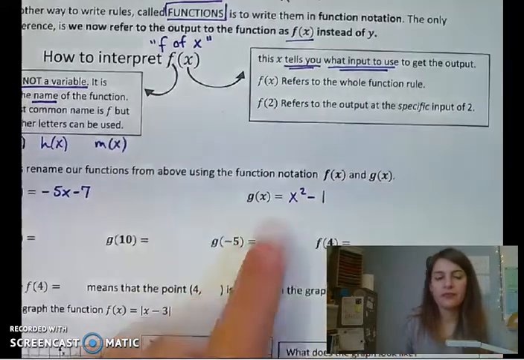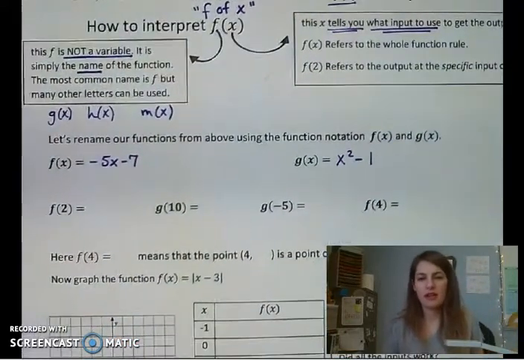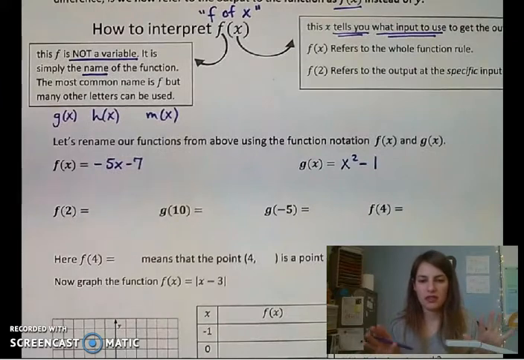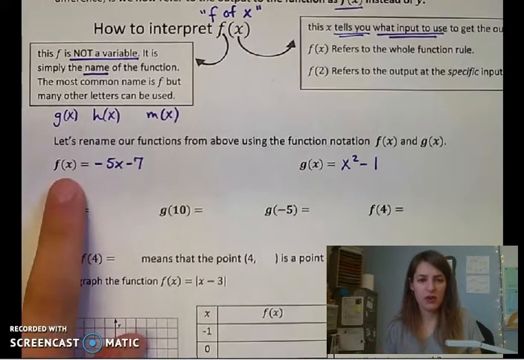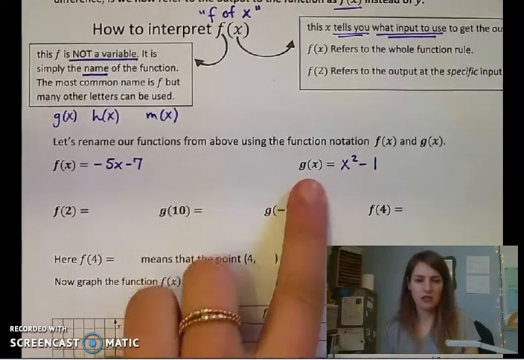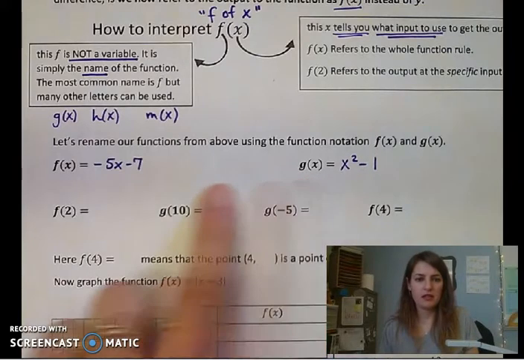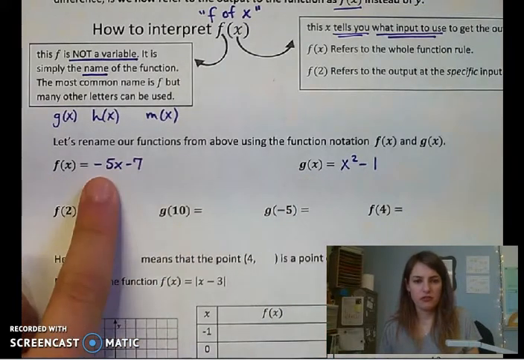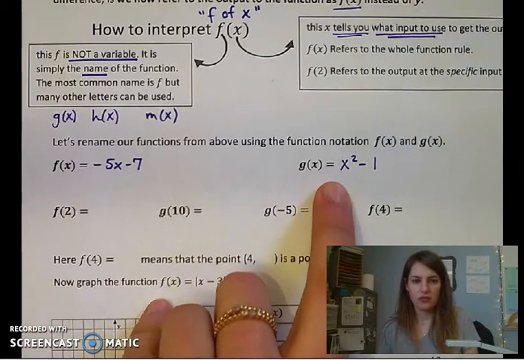So now automatically we have a way to determine which rule we're talking about, because before they were both y equals and y equals. Well, now one is called f and one is called g. So f of x is our first rule and g of x is our second rule.